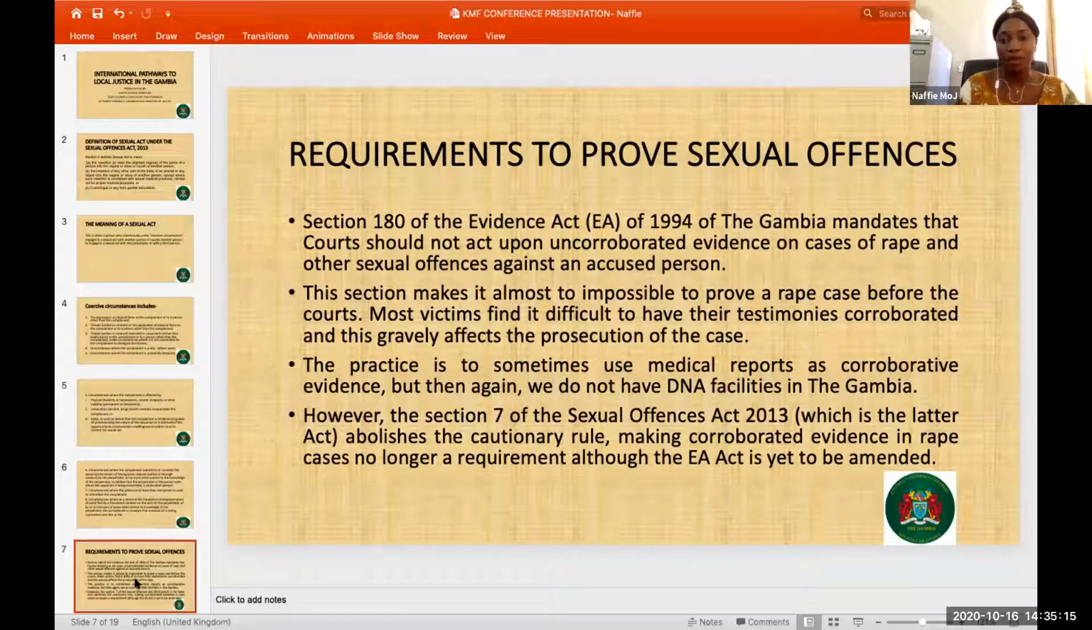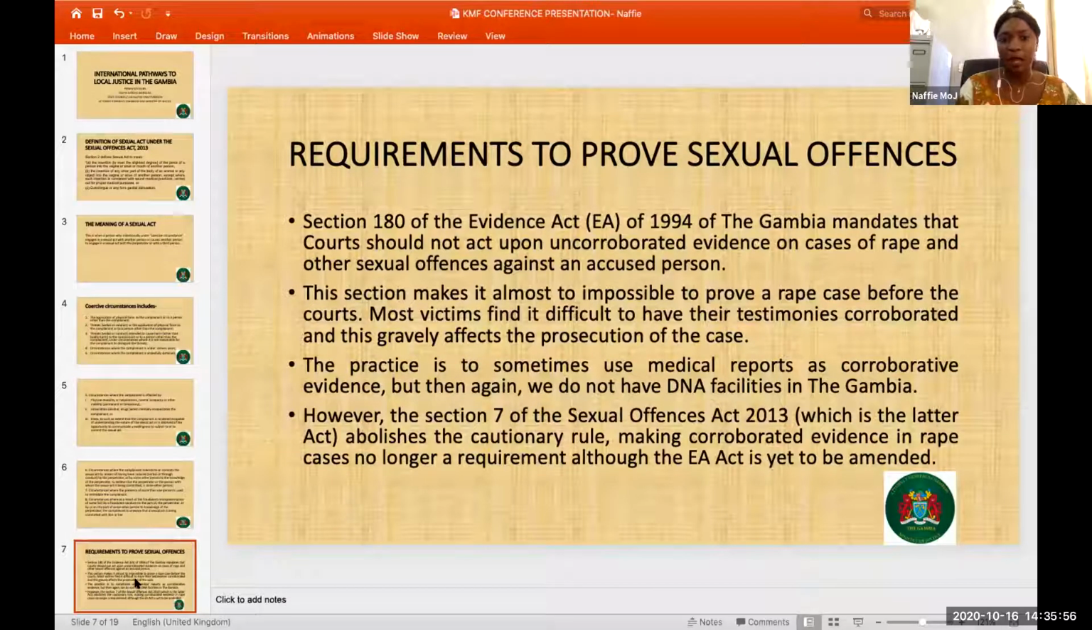Because if you don't have corroborated evidence when it comes to sexual offenses, when it comes to rape, for example, there's no point going to court, because you're required by law that corroboration is needed. So when that is absent, it really becomes futile when you go to court. So this section makes it also impossible to prove a rape case before the courts. Most victims find it difficult to have their testimonies corroborated, and this greatly affects the prosecution of these cases, because usually it's just the victim and the perpetrator. There's usually no third party involved or present, so it's very difficult to have corroborated evidence.